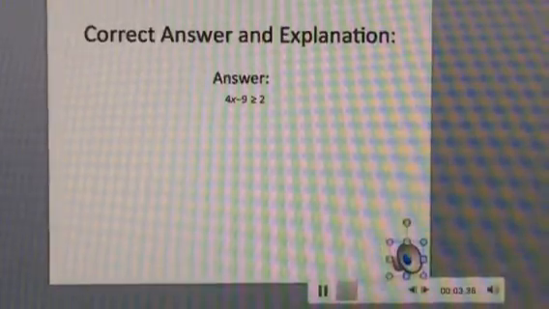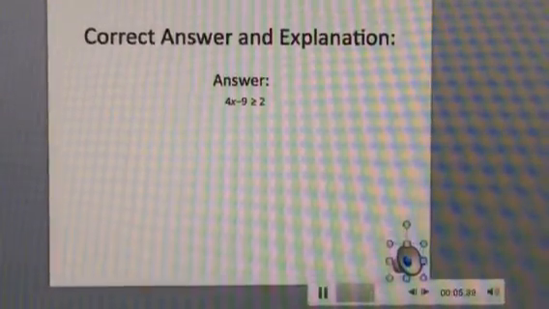Next, we have the correct answer and explanation, and the answer choice is C.